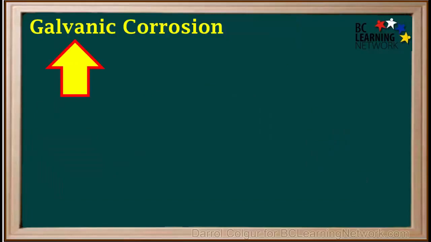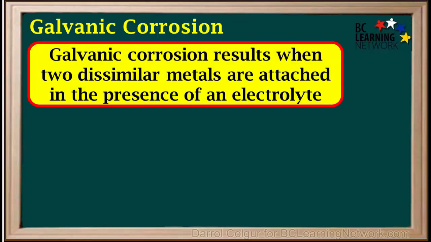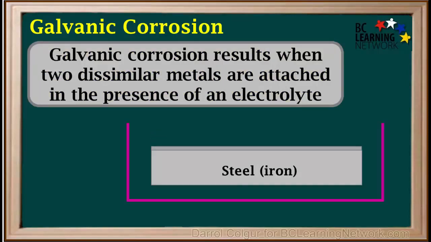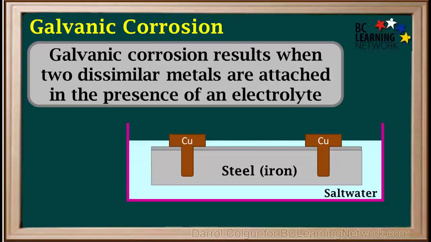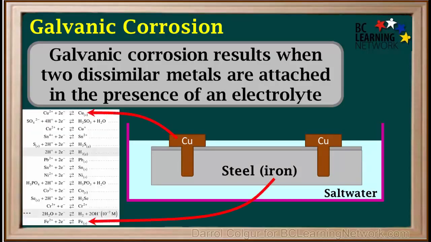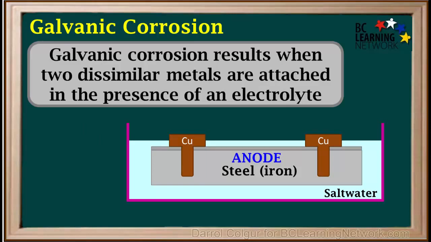A type of corrosion we should be aware of is something called galvanic corrosion. Galvanic corrosion results when two dissimilar metals are attached in the presence of an electrolyte. For example, let's say we have two pieces of steel, which is mainly iron, bolted together with bolts made of copper or an alloy of copper. We add some salt water, which is an electrolyte. This establishes a type of electrochemical or galvanic cell, in which the metal lower on the reduction table, the iron in this case, becomes the anode and undergoes oxidation, which slowly causes the steel to corrode where the bolts contact it.